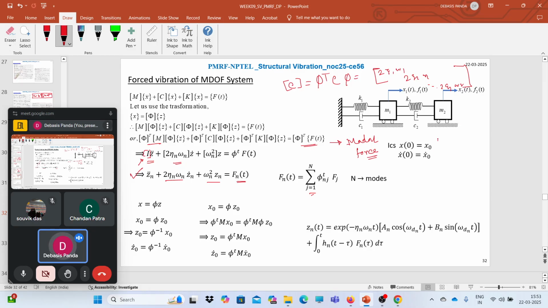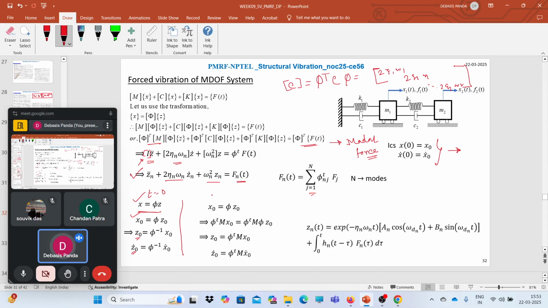So this system has some initial conditions in the physical domain. How can we find the initial conditions in the z domain, in the modal coordinates? It's very simple. We can do it in two ways. First, we already know x, the physical response, is nothing but phi into z. So obviously at t equals 0, x naught is phi into z naught. Now z naught is phi inverse of x naught, and z dot naught is phi inverse of x dot naught. So we need to do the inversion.